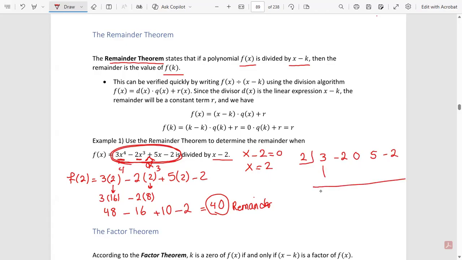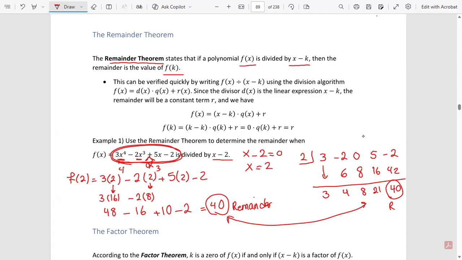Bring down the first term. 3 times 2 is 6. Negative 2 plus 6 is 4. 4 times 2 is 8. 0 plus 8 is 8. 8 times 2 is 16. 5 plus 16 is 21. 21 times 2 is 42. And 42 minus 2 is 40. And you know this is the remainder. And you see that we got the same answer.